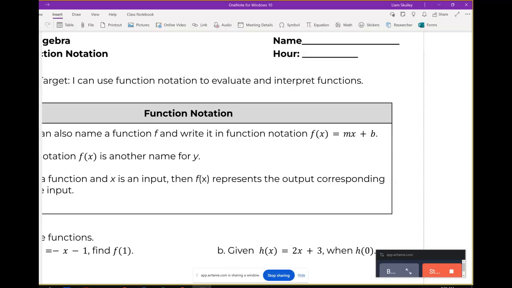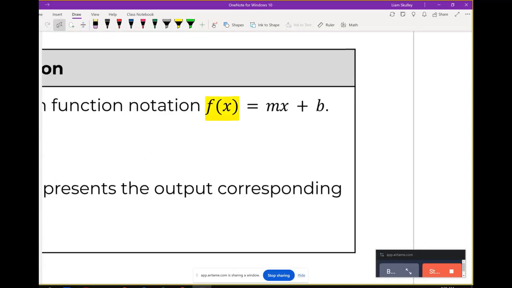So focusing just on this last piece here, I used our f of x equals mx plus b. So the mx plus b is our linear equation piece. We call this f of x. We read it as f of x.